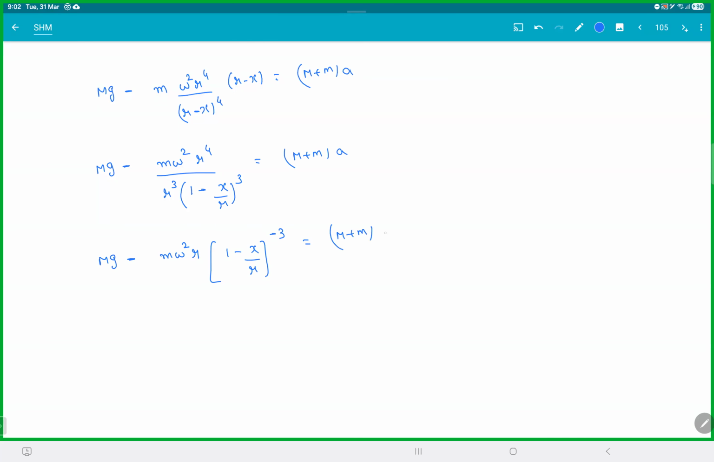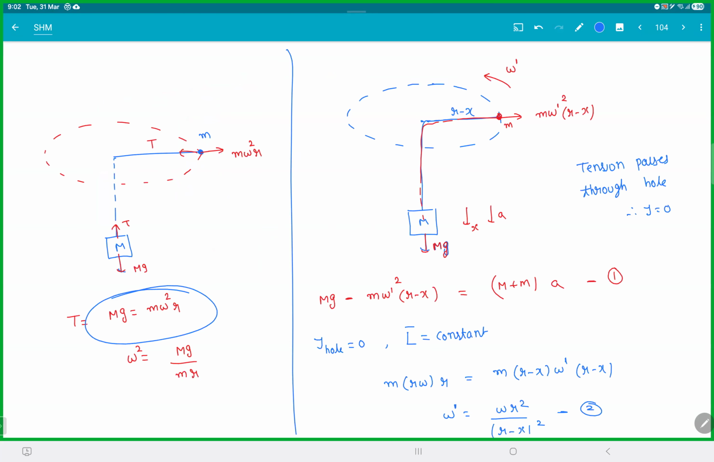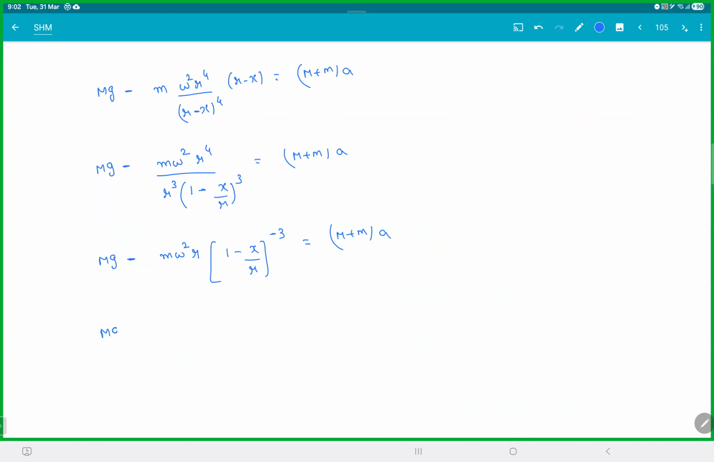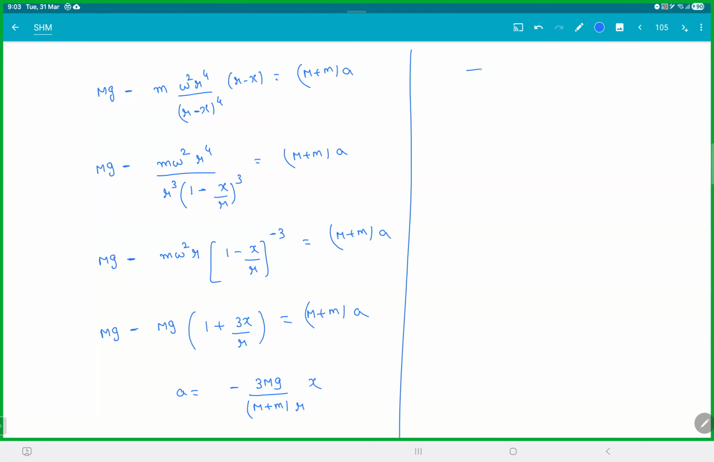But I know m omega square r is nothing but your capital Mg. That would be Mg minus Mg, and this will become 1 plus 3x by r. Hope you guys remember that binomial approximation there. 1 plus x whole power n is 1 plus nx. Mg cancels off. We get a is equal to minus 3 capital Mg by (M plus small m) r into x. The time period will be 2 pi root over r (M plus small m) by 3 capital Mg. That's your time period.